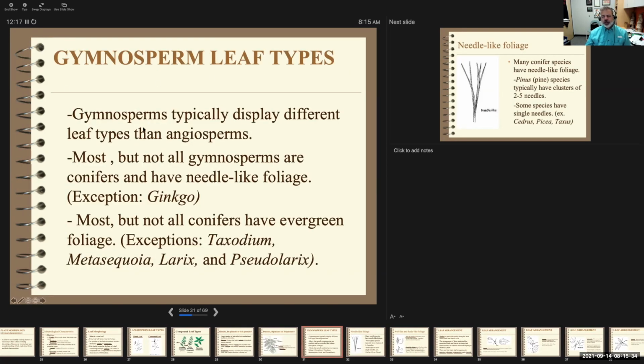Gymnosperm leaf types. We talked about gymnosperms being plants with naked seeds. Gymnosperms typically display different leaf types than angiosperms, the flowering plants. Most but not all gymnosperms are conifers that have needle-like foliage. An exception would be ginkgo, which is kind of an interesting one. Most, but not all, conifers have evergreen foliage, and there are some exceptions, some deciduous conifers.